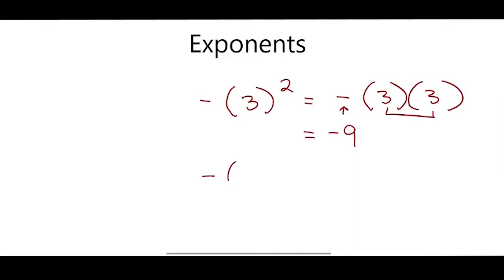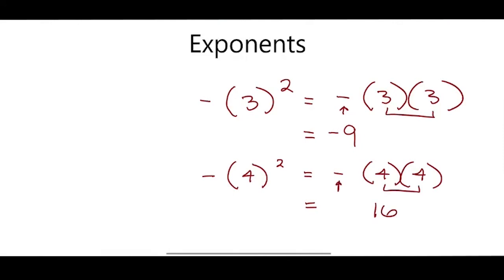If I had negative 4 raised to the second power, that's going to be negative 4 times 4. If you'll remember, parentheses like this means multiplication. So 4 times 4 is 16. This negative sign makes it negative. So the answer is negative 16. And that's how you find the power using exponents.